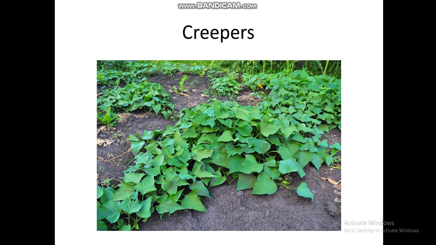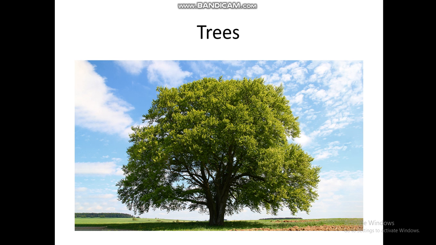So these are the different types of plants. In the next videos we will discuss in detail the different parts of plants, like roots, stems, and leaves. We will also discuss some processes shown by plants, like photosynthesis and transpiration, in later videos. With this I will close this video, and I hope you have understood. Thank you for watching the video.